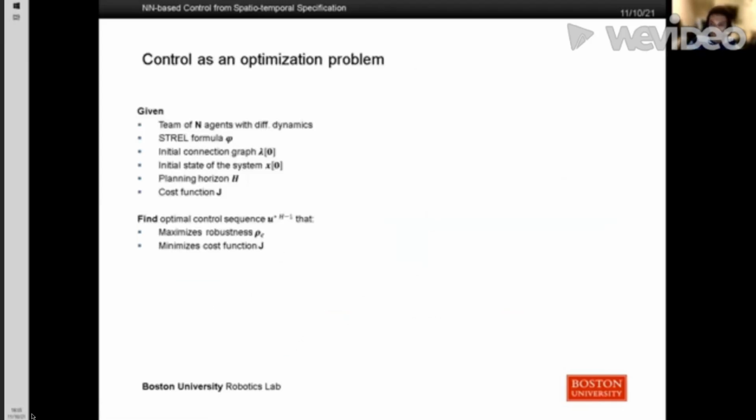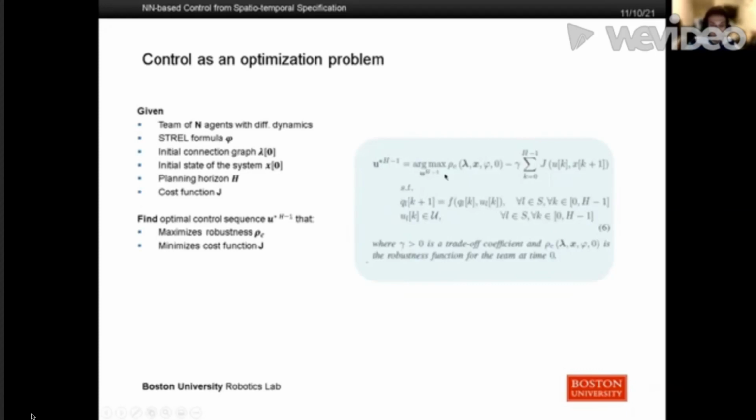Next, let's introduce the control problem. Now we want to find the control sequence that maximizes the robustness function and minimizes the cost function. We have some constraints, which are the dynamics of the system and the control bounds. So let's consider the same system that we presented in the previous slides. And now let's talk about choosing the optimization algorithm. Consider the same system, and now let's consider the following specifications.